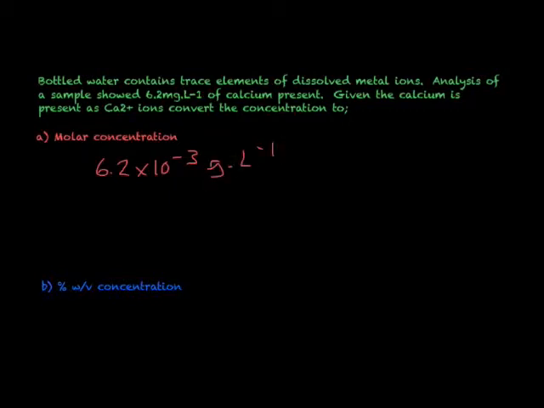We then need to divide that by the molar mass. So before, when we were converting to grams per litre, we times by the molar mass. When we're going away from grams per litre and back to moles per litre, we need to divide it by the molar mass. The molar mass for calcium is 40.08, so we're going to divide by that, and that gives us 1.55 by 10 to the minus 4 moles per litre.